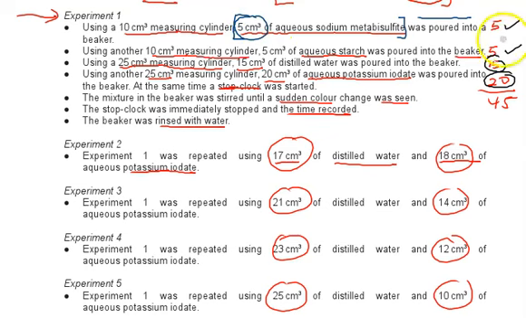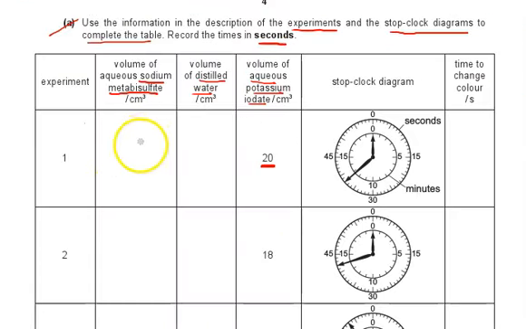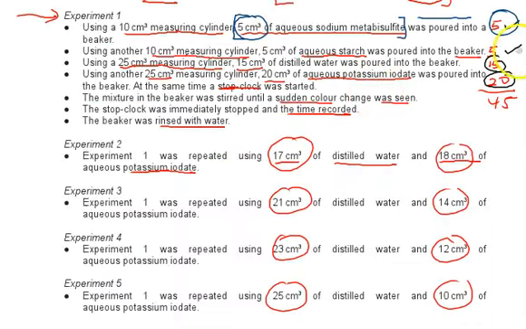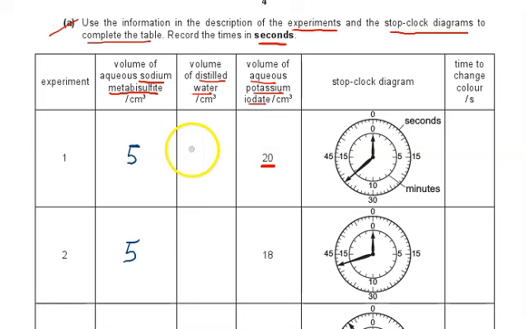Here's 20. If you notice, the volume for aqueous sodium metabisulfate is always 5 cubic centimeters, and there is no change over here. So we can place it as 5, 5, and so on. And then for the volume of distilled water, there are some changes. So here we can put it as 20. Your distilled water here will be 50. So we fill up the 15 here first. So here will be the 15.